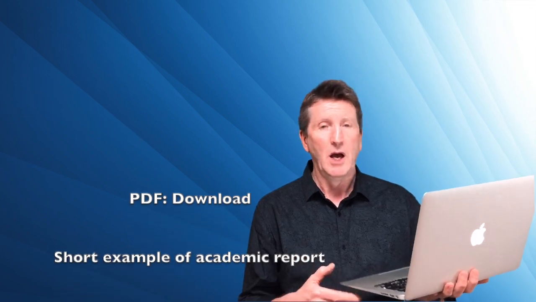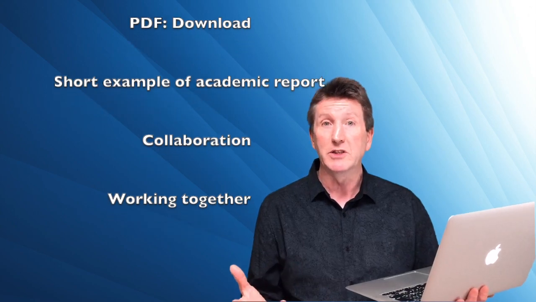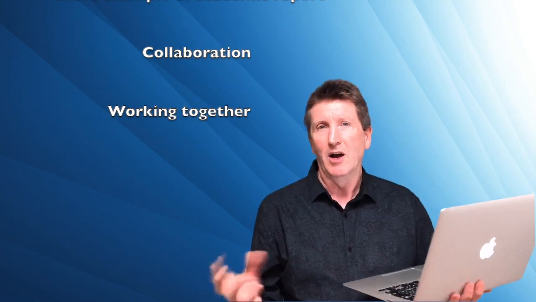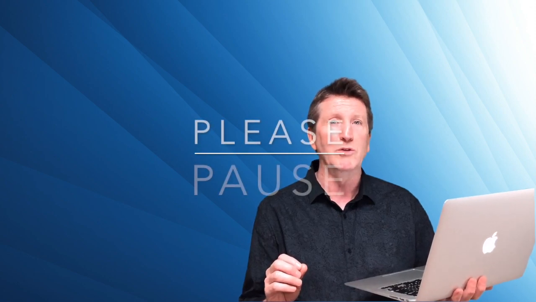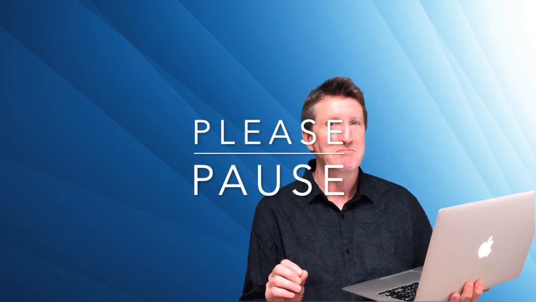Okay, let's look at one example of a report and check out these features of organisation. There is a PDF with this lesson, which you can download. It's a short example of an academic report. The topic is about collaboration, which means working together. So before the next section, if it's possible, pause the video and read the report. And then I'll go through that report with you on the computer.